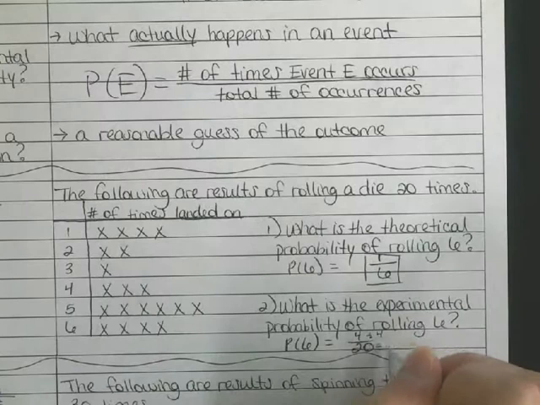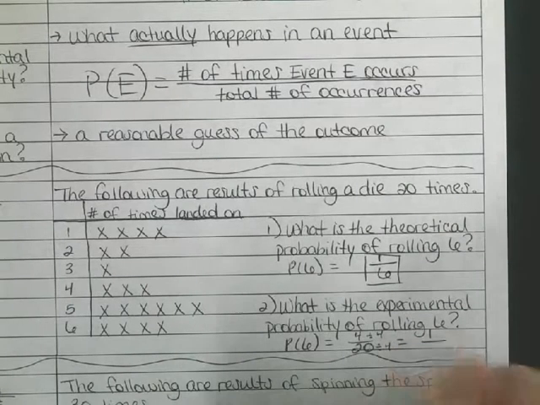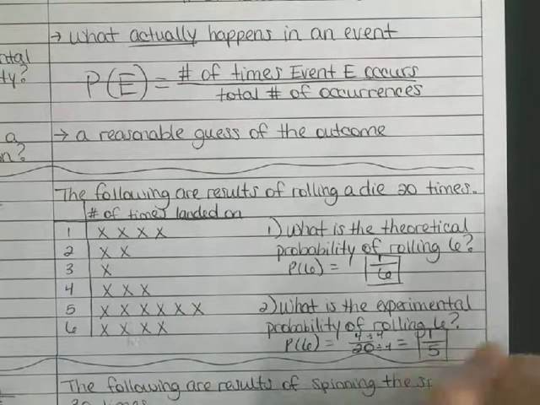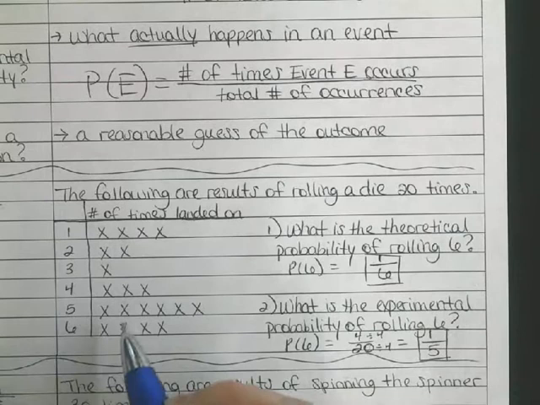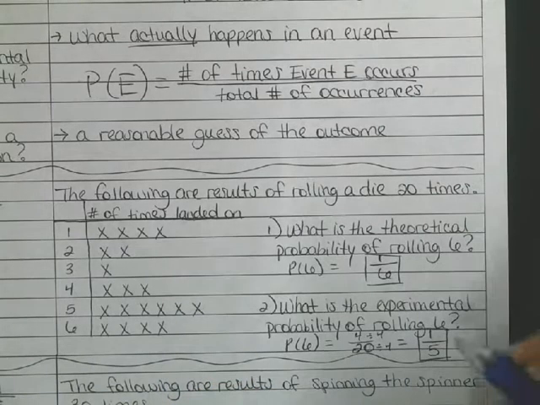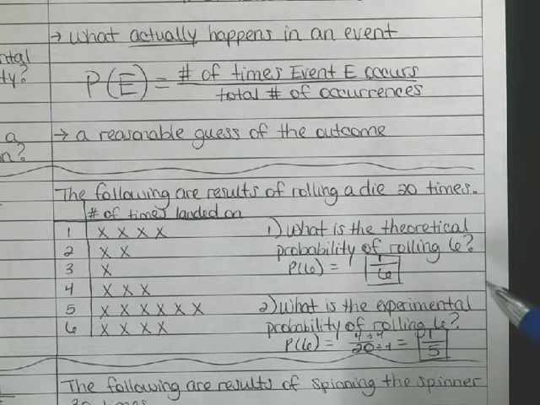by dividing by 4 on top and bottom. 4 divided by 4 is 1. And 20 divided by 4 is 5. So in this experiment, the experimental probability of rolling a 6 is 1 out of 5. As you can see, the experimental probability does not always match up with the theoretical probability. So the experiment does not always match what should happen.